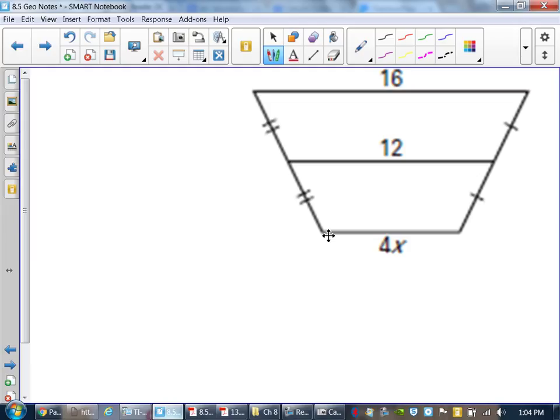But for example, the 12 is going to be the mid-segment because it's connecting the midpoints of the trapezoid. The two bases are the 16 and 4x. So there winds up being three different ways that we could write this out. We can write it out with the fraction, we can write it out without the fraction, and then we can write it out using logic.